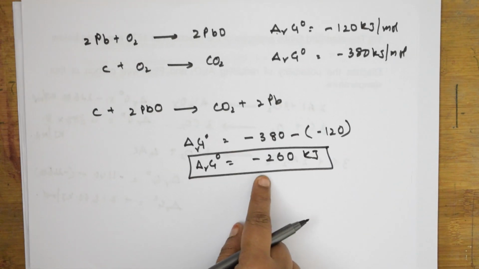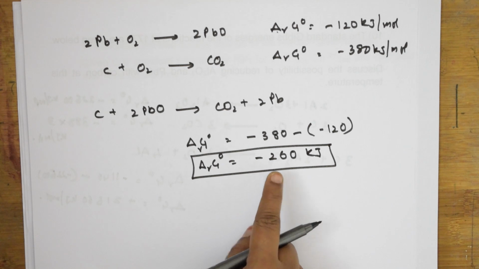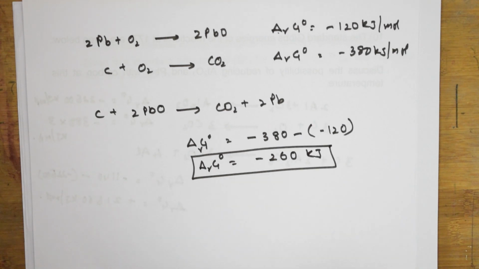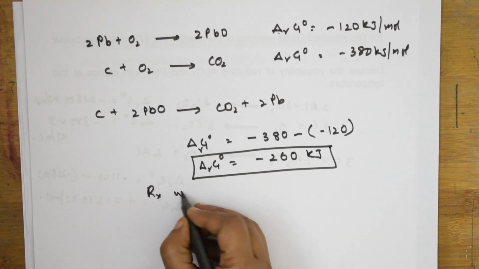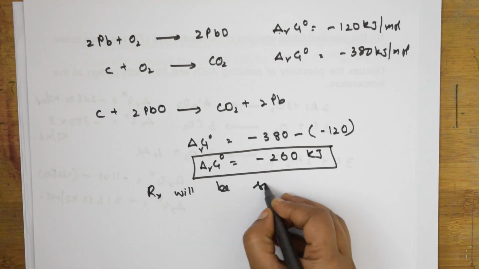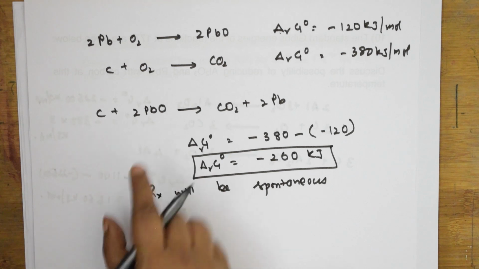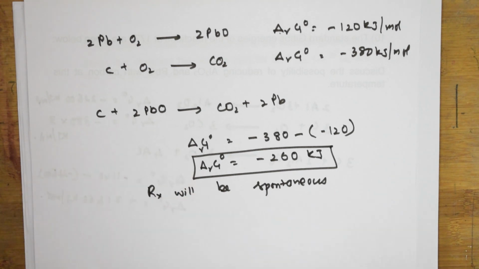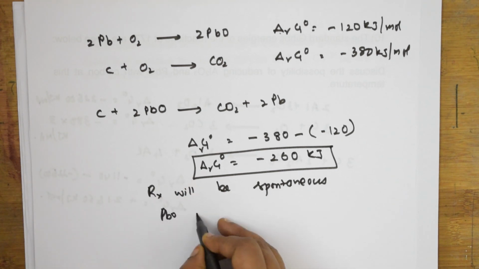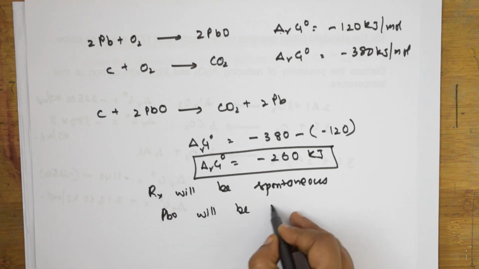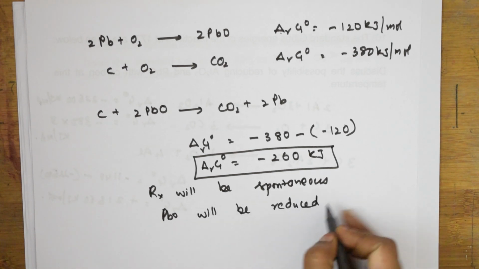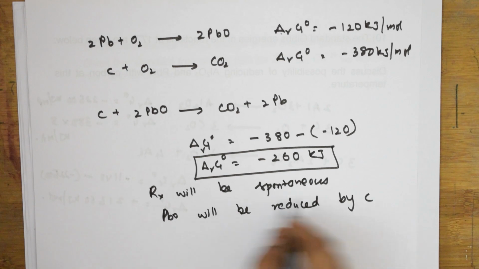Now the reaction is negative. Delta G Gibbs free energy is negative. That means the reaction will be spontaneous. And what should I say? I should say PbO will be reduced by carbon. That is how you should do this.